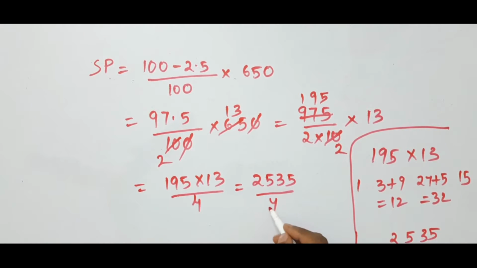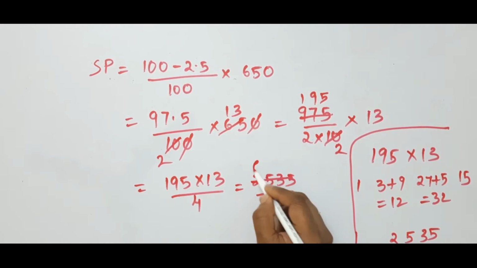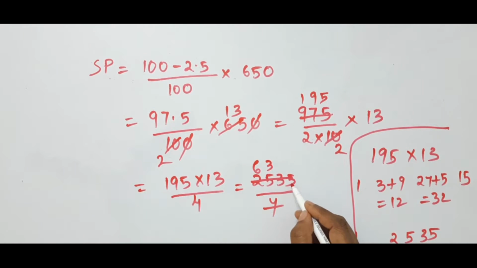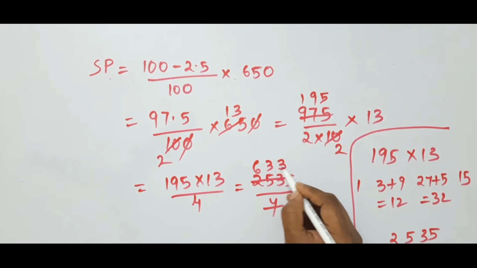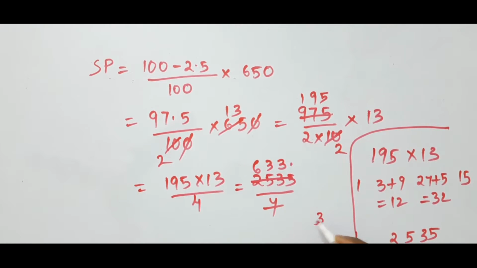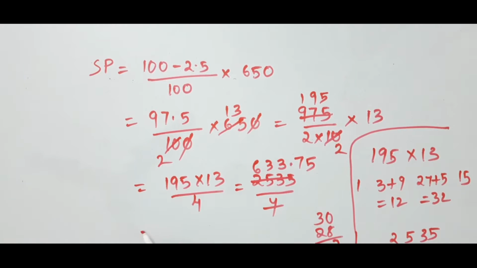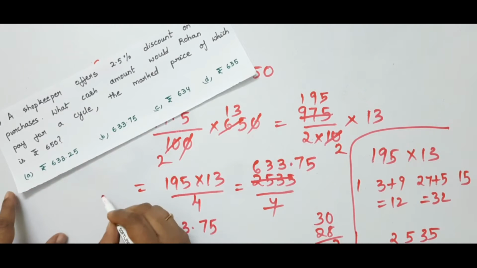If you divide it by 4, 4 sixes are 24, left with 1. So here 4 threes are 12. Again here 1, is it not? So 4 threes are 12, remained with 3. 3 means you have to keep a point and 0. This becomes 7, 28. So you will be left with remainder 2. When the remainder is 2, we can keep another 0. So it is nothing but 5. So we got the answer as 633.75. Let us go into the options and check where it is. It is option B.